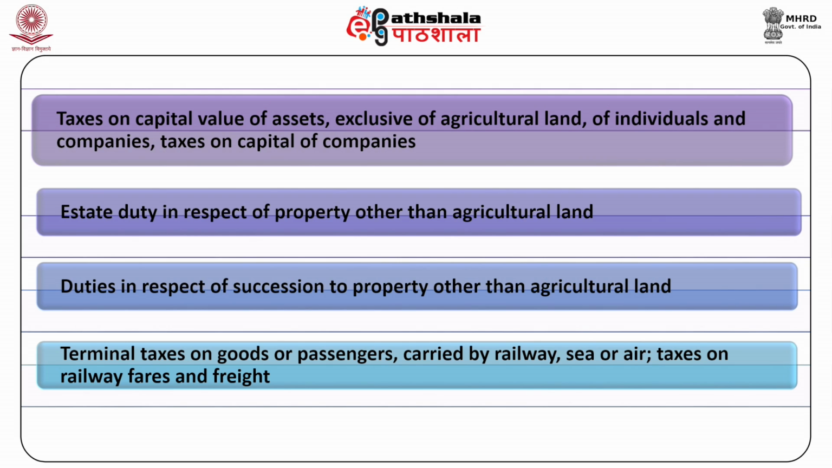5. Taxes on capital value of assets, exclusive of agricultural land, of individuals and companies, and taxes on capital of companies. 6. Estate duty in respect of property other than agricultural land. 7. Duties in respect of succession to property other than agricultural land. 8. Terminal taxes on goods or passengers carried by railway, sea or air, and taxes on railway fares and freight.